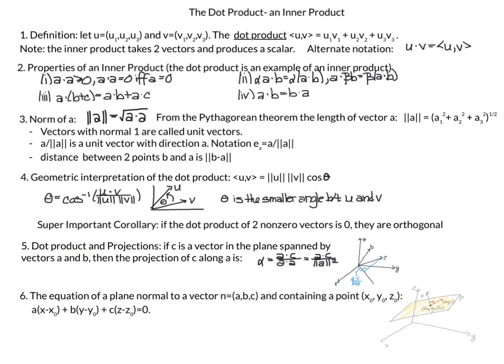Last, well, not quite last, we'll look at the dot product and projections. This is one of the applications of the dot product. And last, we'll look at the equation of a plane normal to a vector, so a plane that's perpendicular to a vector containing a particular point x naught, y naught, z naught. And here is the equation of the plane written in terms of your normal vector and your point.